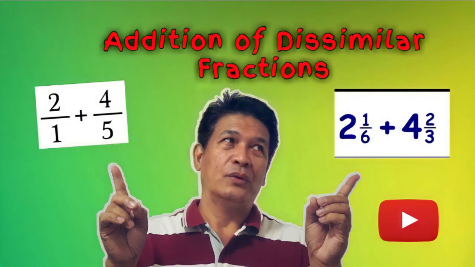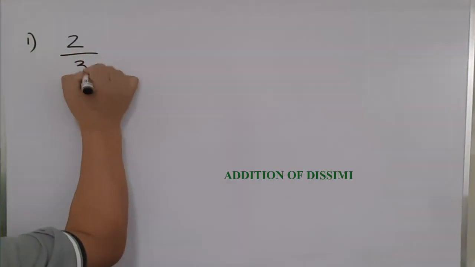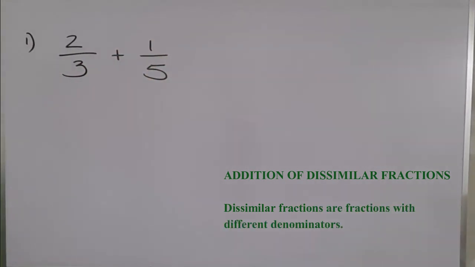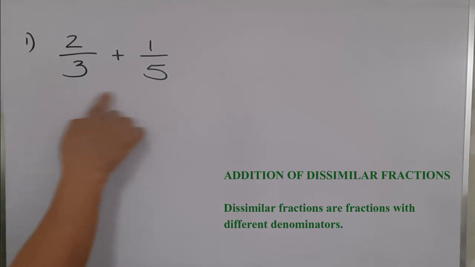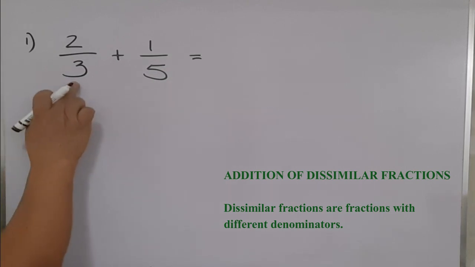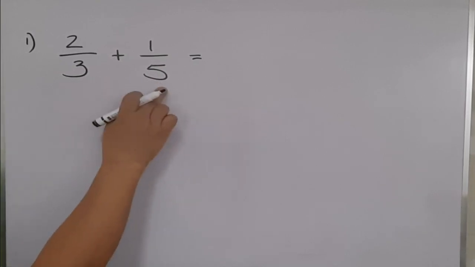So, balik tayo ngayon sa ating main topic, kung saan pagbibigyan natin ng pansin ang addition of dissimilar fractions. Uumpisa natin, example number 1, 2/3 plus 1/5. Tandaan ninyo, when adding dissimilar fractions, kailangan kumuha tayo ng common denominator. Since these are prime factors, wala nang ibang factor yan, so we just multiply each other.